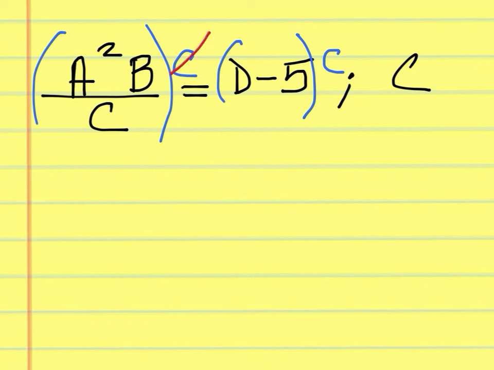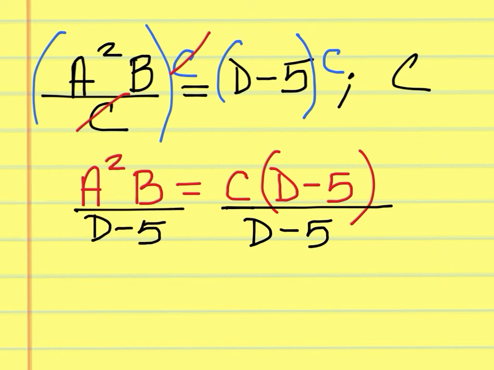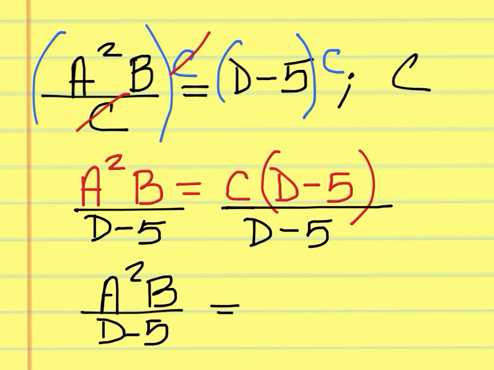When you do that, the C's cancel there and you're left with A squared B equals C times the quantity D minus 5. Now to get the C by itself, here, we're going to have to divide both sides by D minus 5. Doing that will leave us with A squared B over D minus 5 equals C, because these cancel out.